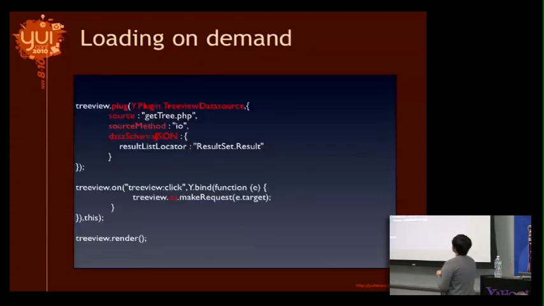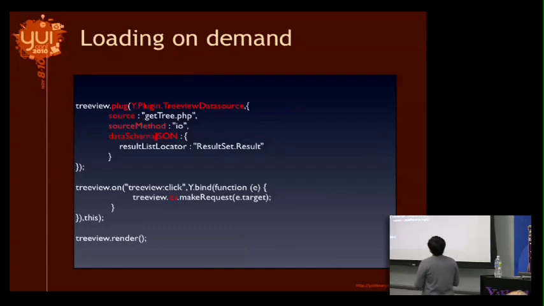So how do you do that? Well, very easily. If you have your previous TreeView, all you need to do is use the keyword plug, and you specify the data source plugin. Then you specify the source and the method. In this case, I'm using IO, but it could be get, it could be local, or JSONP, and then the schema. If you're familiar with data source, you know that it provides a schema property that lets you massage the data that's coming back from the server, so that it suits your TreeView structure.